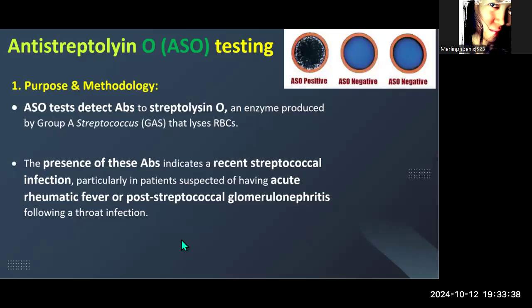So, ASO testing, or anti-streptolysin O testing. That was the purpose and methodology. ASO tests detect antibodies to streptolysin O, which is an enzyme produced by GAS that lyses RBCs. The presence of these antibodies indicates a recent streptococcal infection, especially in patients suspected of having acute rheumatic fever or post-streptococcal glomerulonephritis after a throat infection.